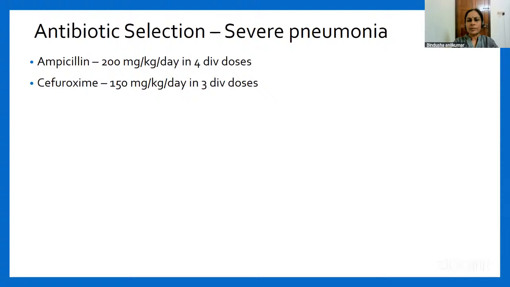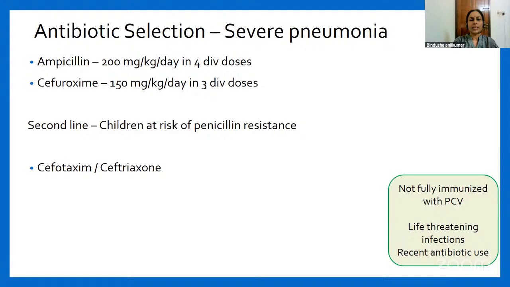And the usual antibiotic that we give for pneumonia will be ampicillin, or you may even give cefuroxime. WHO recommends ampicillin plus gentamicin as the first-line drug for severe pneumonia and ceftriaxone as the second-line drug for severe pneumonia. The second-line drug, ceftriaxone, also will be a third-generation cephalosporin. It has to be started for any child with the risk of penicillin resistance.